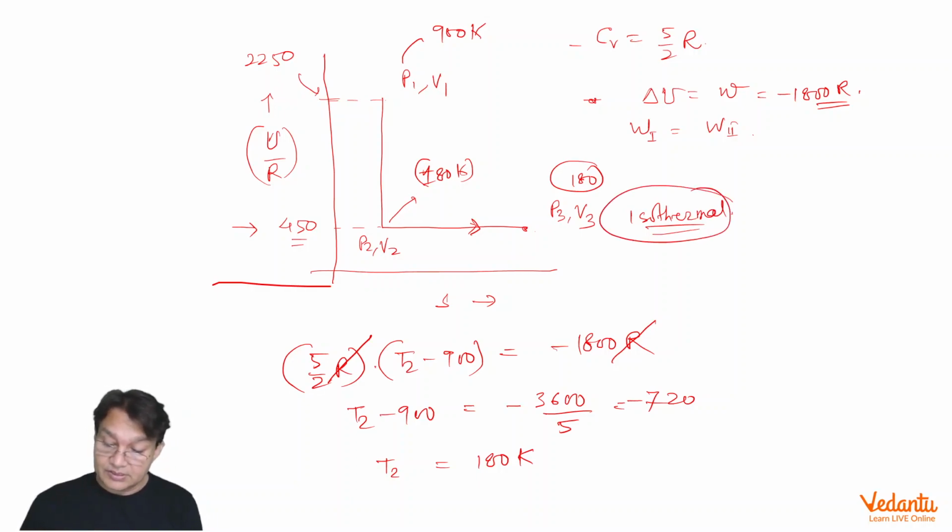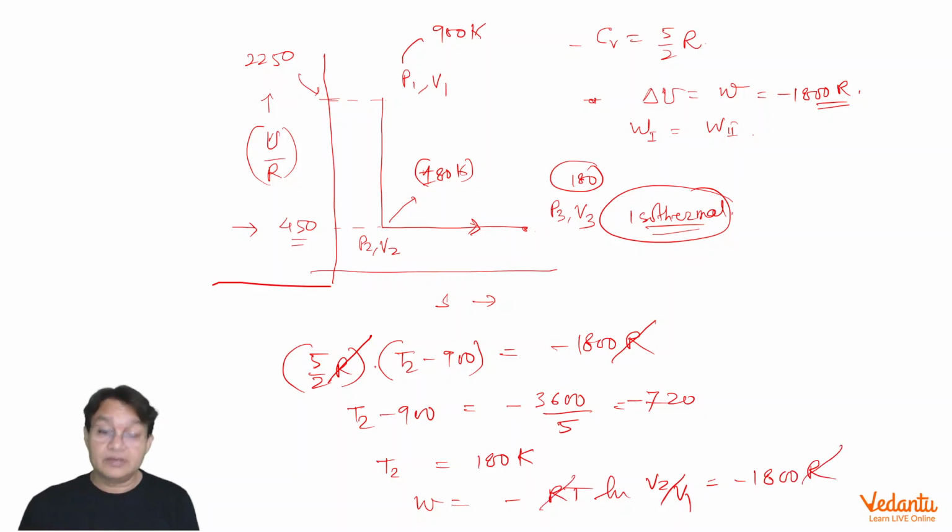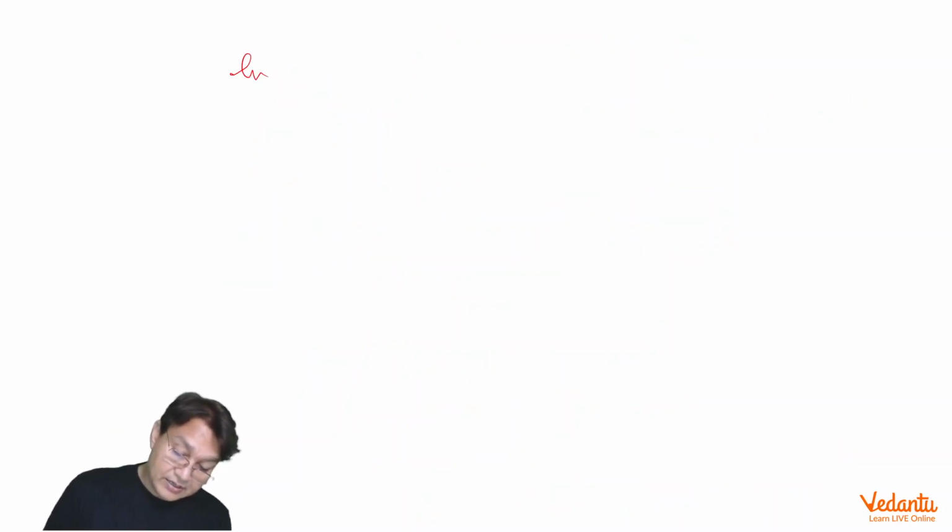In an isothermal process, the work done is given by W equals minus RT, since 1 mole of gas is involved, ln V2 by V1. This is equal to, however, minus 1800 R. So R is cancelled, and T in this case is the already calculated 180. So from this we get ln V2 by V1 is equal to 1800 upon 180, which is equal to 10.